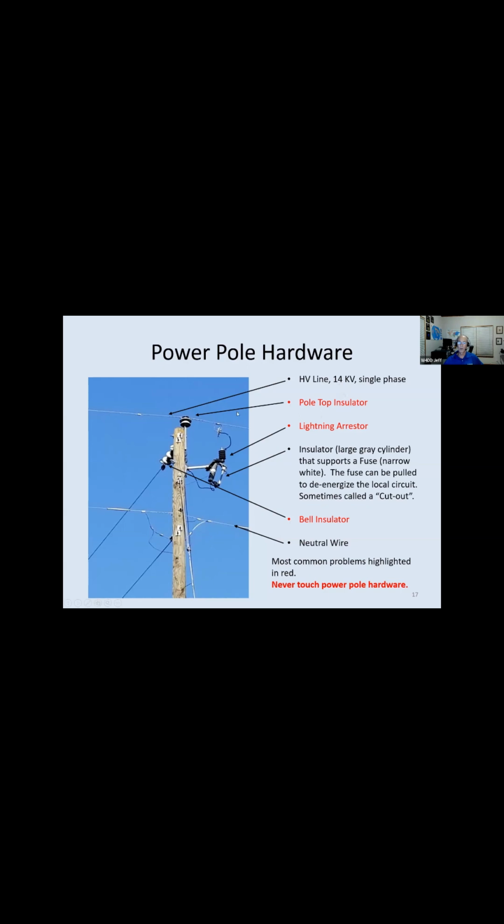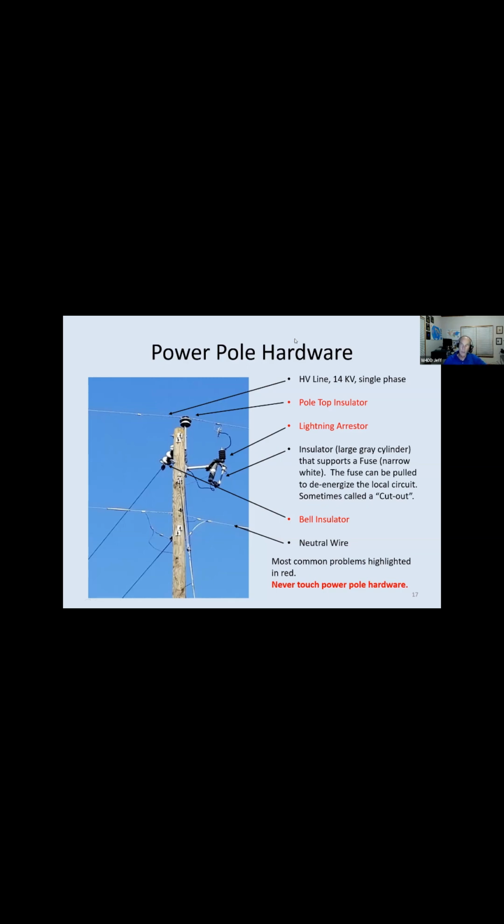At the very top of the pole, you'll usually see a pole top insulator. And below that, you'll see a tap that goes to a lightning arrestor, and then basically a switch or a fuse that they can disengage the circuit. That feeds a bell insulator that actually feeds the line that goes usually close to the house. And then below all this, you'll see the neutral wire and sometimes some cable TV and telco wires. But these are kind of the components of the pole.